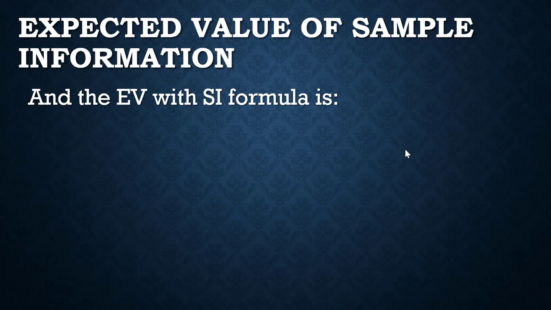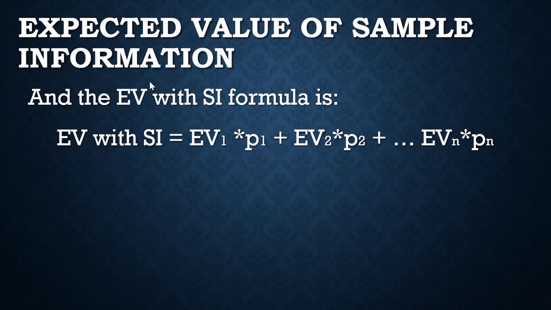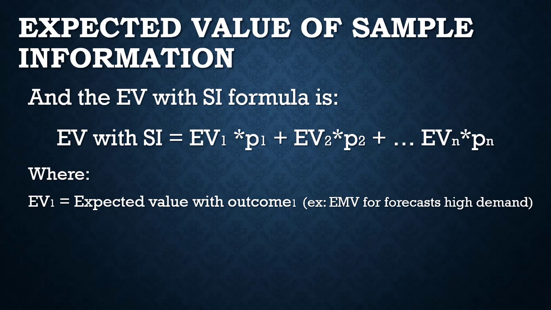And so, again, this EVSI will calculate how much we're willing to pay either to that forecaster or for that sampling information. Now, the expected value with sample information, not of, but with, is the following. It's the expected value of the first outcome times the probability of that outcome occurring, plus the expected value of the second outcome times the second outcome occurring. And these outcomes are related to our forecasts or our sample results, if that makes any sense.